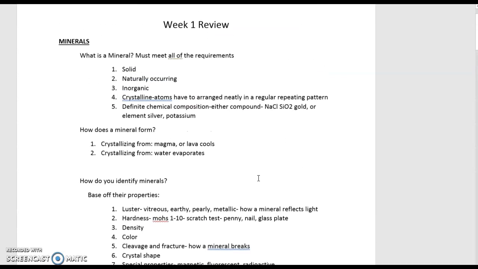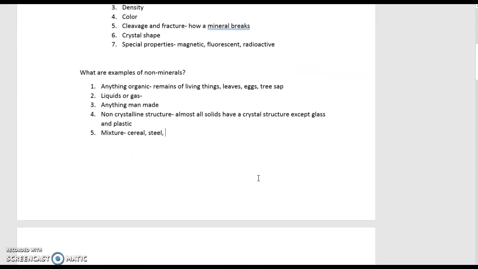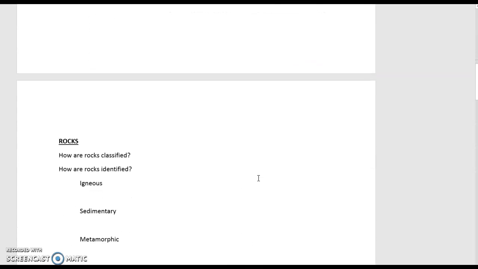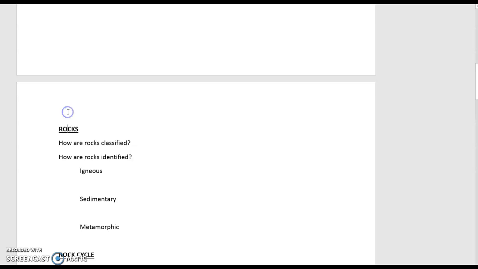So that kind of wraps up my outline for minerals. We're going to move on to rocks. So we know we have 3 different types of rock: igneous, sedimentary, metamorphic. Rocks are classified into these categories based off the processes that form them. So it's based off their formation.